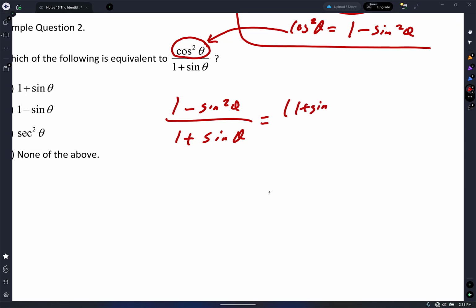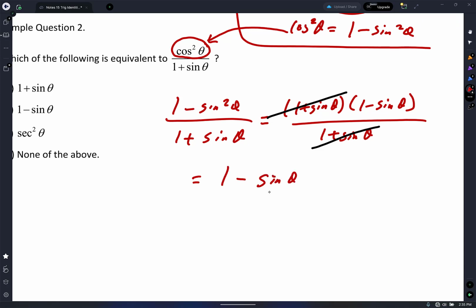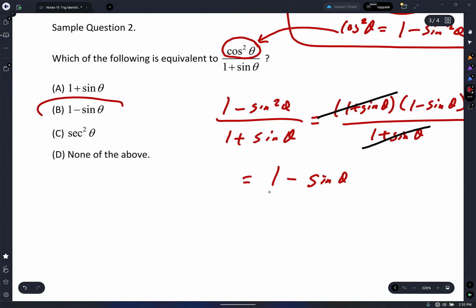1 plus sine theta, 1 minus sine theta, all over 1 plus sine theta. And then you come to the realization that you can cancel out a common factor. What factor can you cancel out? The 1 plus sine theta, you can cancel them out because it is like a product, and that line there is like dividing, right? Dividing by that same one of the factors that's the same. So you can just cancel those out. And what do you have left? 1 minus sine theta. And then I look for that, and there it is.